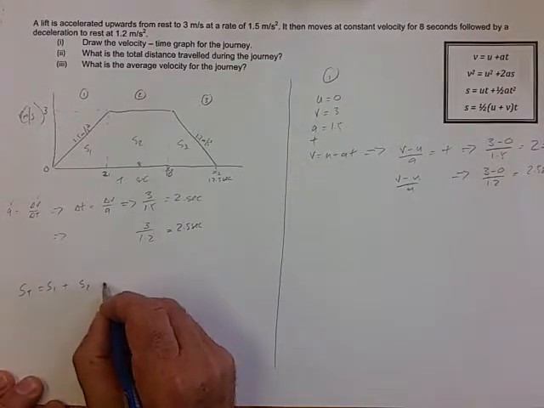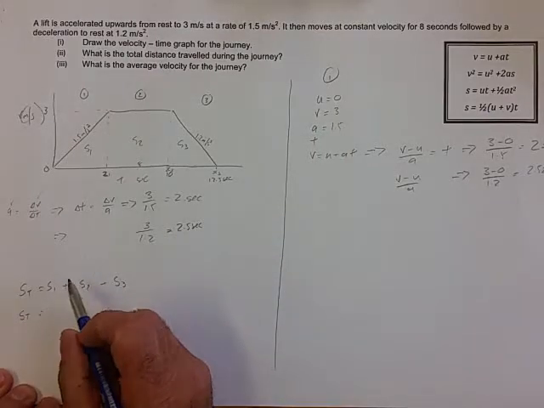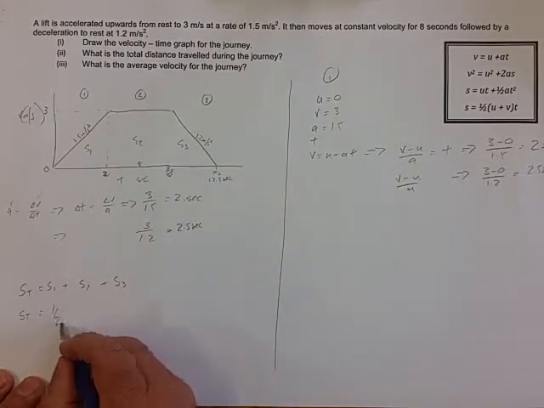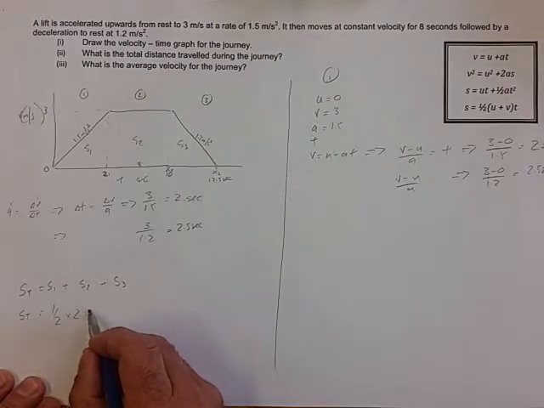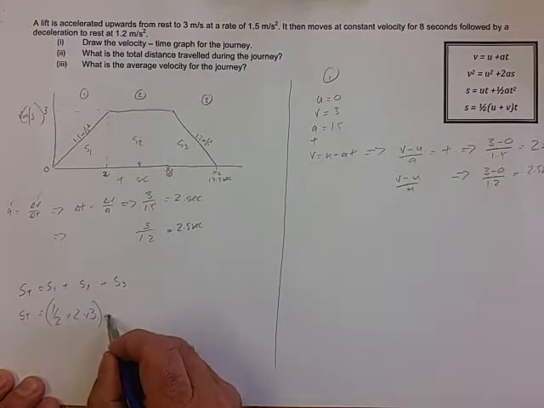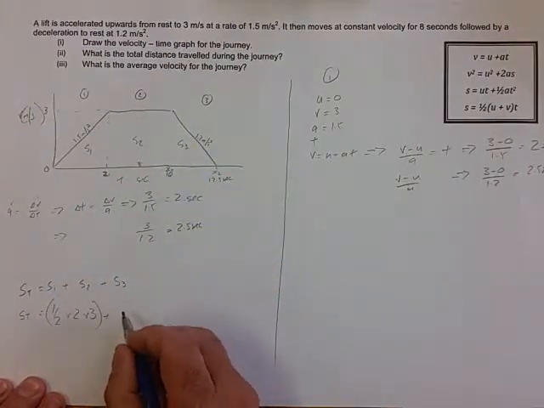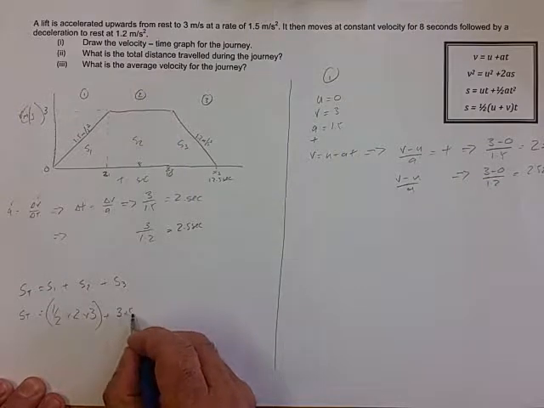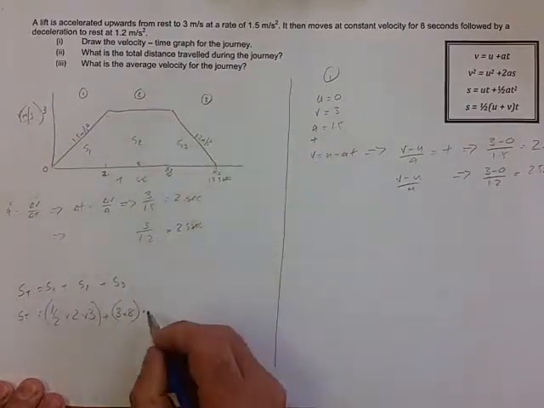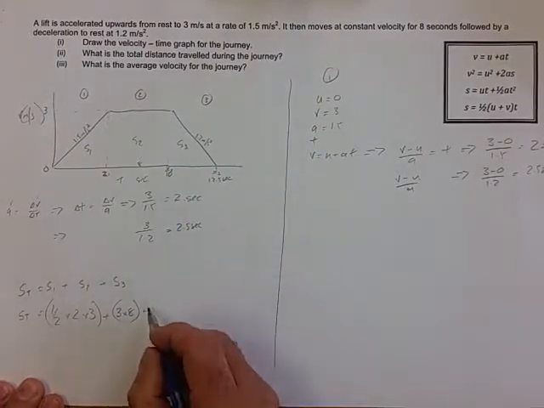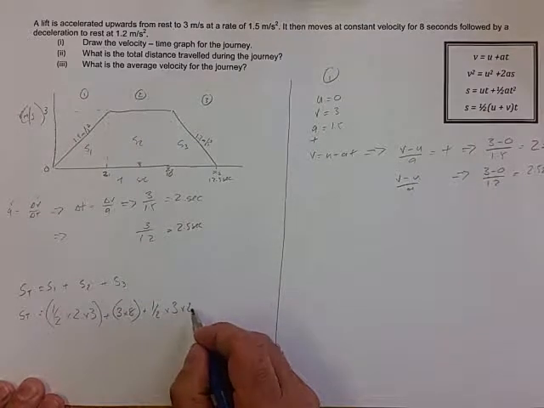plus S2 plus S3. And in this case, S1 is a triangle, so it's a half times the base, which is 2 times 3. S2 is a rectangle, so it's simply base times height, so that's 3 times 8. And S3 again is a triangle, so it's half base times height, so half times 3 times 2.5.